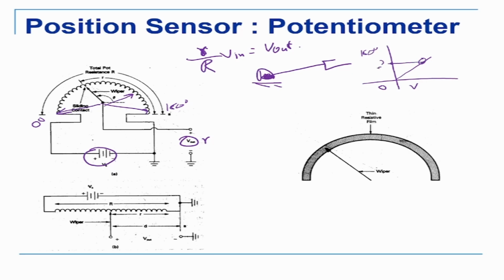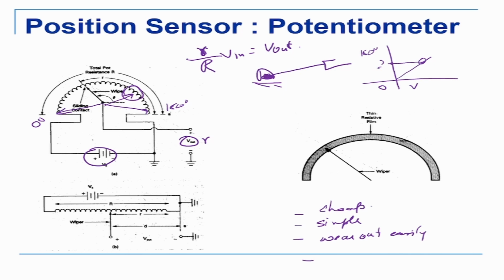Now potentiometers are very cheap, and they are very simple to use. However, they have problems. One problem is that they wear out easily. Why do they wear out easily? Because there is continuous contact here. So when it is moving, the contact will wear off.